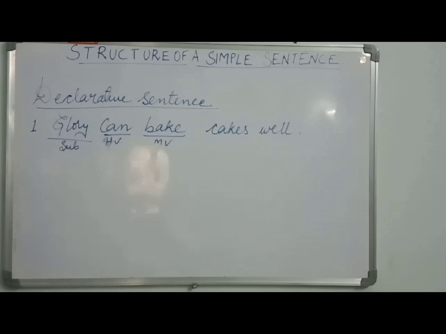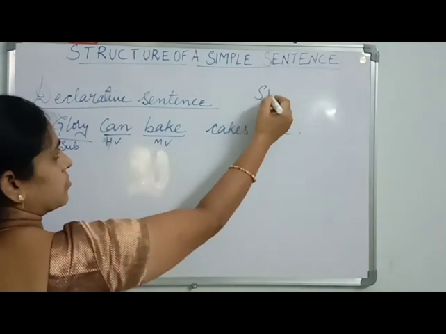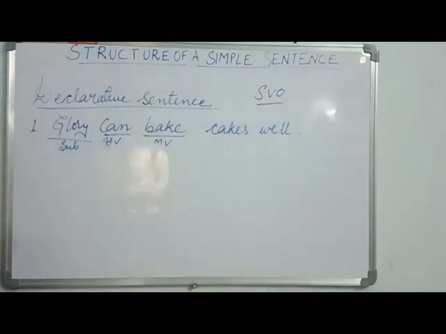So what we get to know from this is generally in declarative sentences in English, the sentence starts with the subject. So what is the basic structure of a declarative sentence in English? The basic structure is subject, verb and object, SVO. Generally, the sentences start with the subject, and the subject is the doer of the action. In these sentences, the subject is the doer of the action.